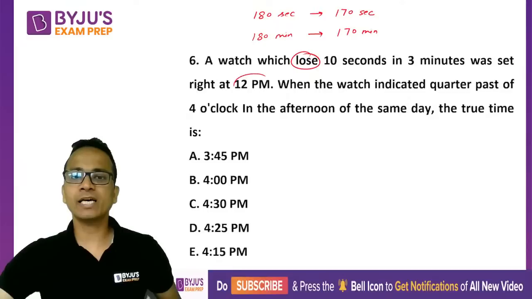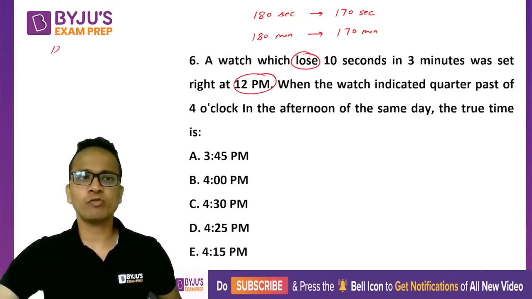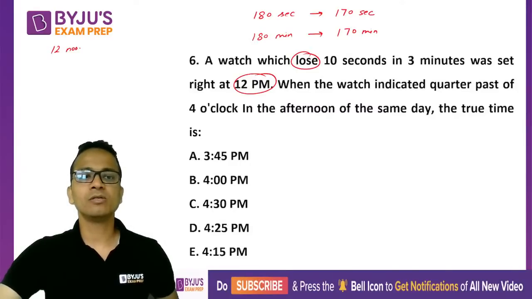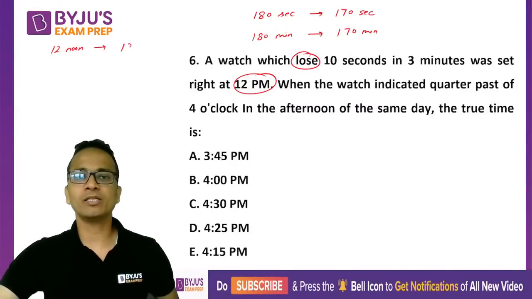Now this clock is set correct at 12 p.m. Now 12 p.m. or 12 noon is the same thing. So at 12 noon, this clock is showing 12 noon.